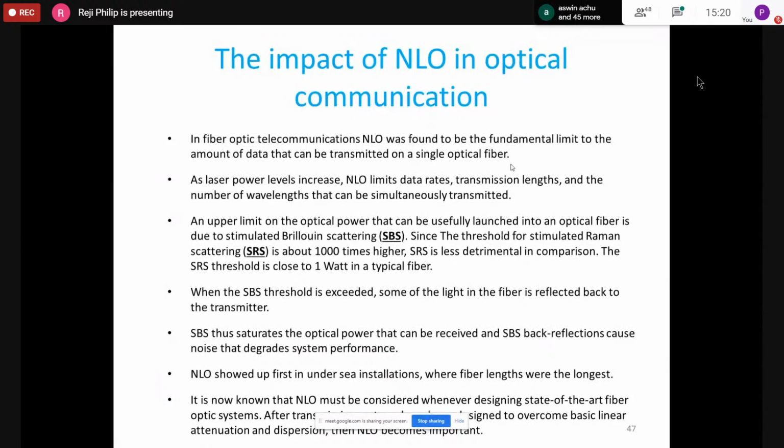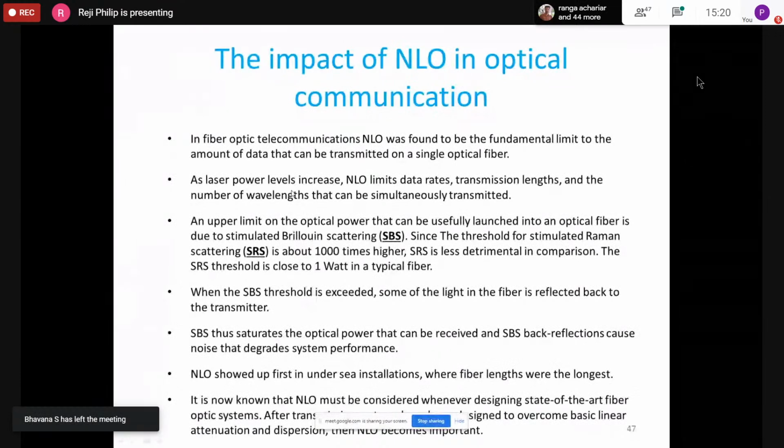And it's a very long cable, not a single cable, of course. I mean, there are repeaters, everything is there, but it's a very long distance. So there will be limiting factors which will constrain your freedom to send data through these fibers. So NLO is one of those limiting factors.